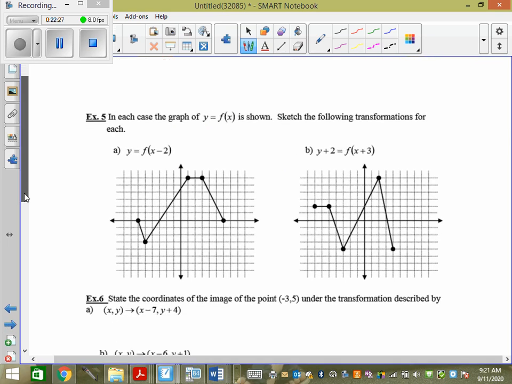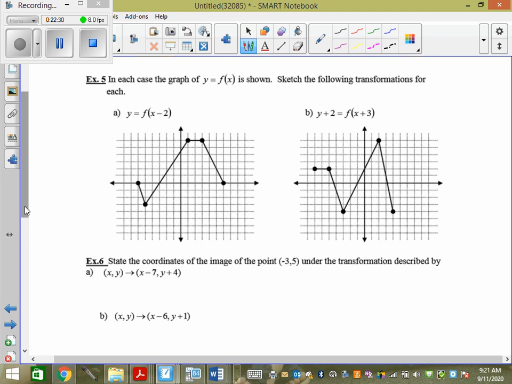We're moving lots of coordinates now. It says, in each case, the graph of y equals f of x is shown. Sketch the following transformations for each case. y equals f of x minus 2. Now, when I look at a graph, a graph is just a whole lot of coordinates, right? Connected together. Infinitely connected with a domain restricted between these values. So I want to move this coordinate, this coordinate, this coordinate, this coordinate, this coordinate. I have to move 2 to the right. So could I just do this? Could I go 2 to the right.